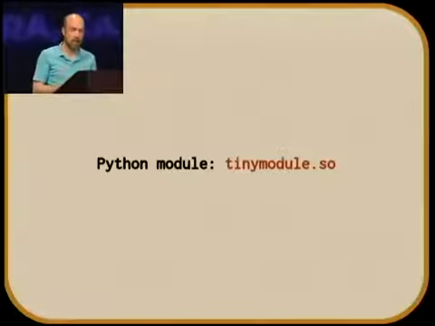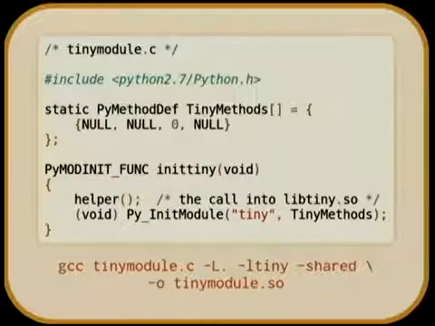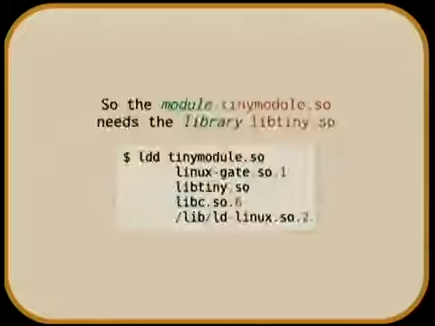And now I'm going to make a Python module that doesn't actually do anything. It provides no functions or anything, except that during its initialization it needs to call that helper function that returns 42. And here again is the command to produce tiny module that Python can import. Having created these two .so files, we need to add the current directory, if you follow through this later, to the OS shared library search path. Here's the command if you want to experiment with this.